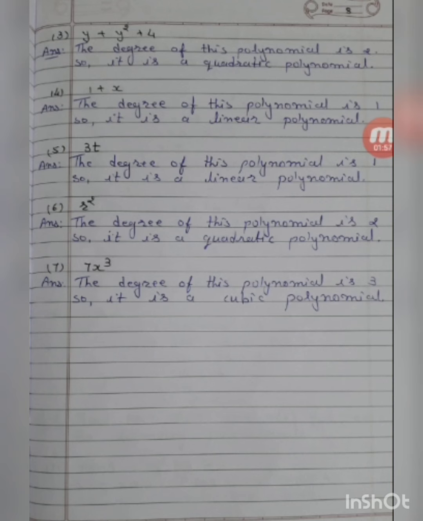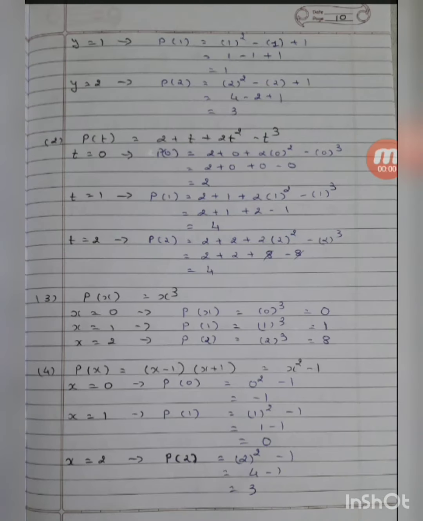Fourth, 1 plus x. The degree of this polynomial is 1. So, it is a linear polynomial. Fifth, 3t. The degree of this polynomial is 1. So, it is a linear polynomial. Sixth one, r square. The degree of this polynomial is 2. So, it is a quadratic polynomial. Seventh one, 7x cube. The degree of this polynomial is 3. So, it is a cubic polynomial. Now, we complete our exercise.